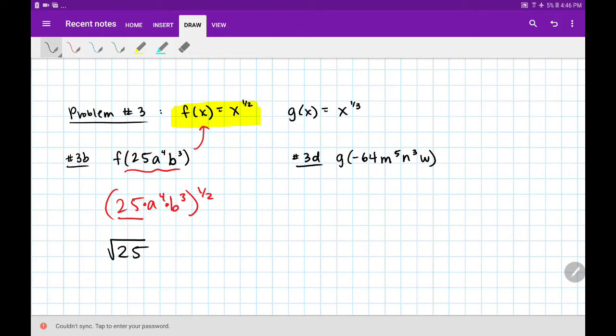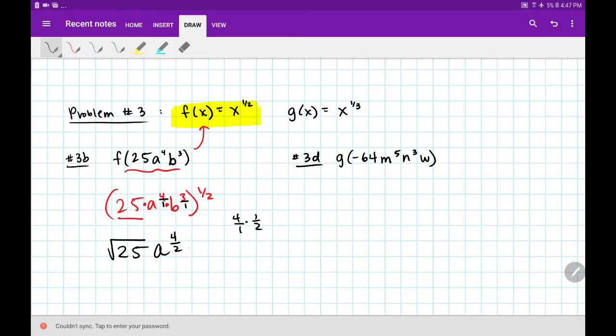Now, when it comes to these variables, I'm going to multiply. I have a power taken to a power, so I'm just going to put these over 1 right away and then multiply straight across. So I have a to the 4 over 1 times 1/2, which leaves me with a to the 4 over 2. Yes, I can simplify this in my next step.